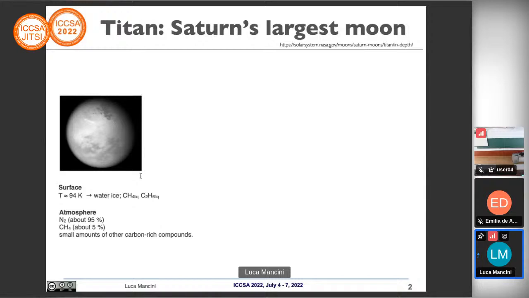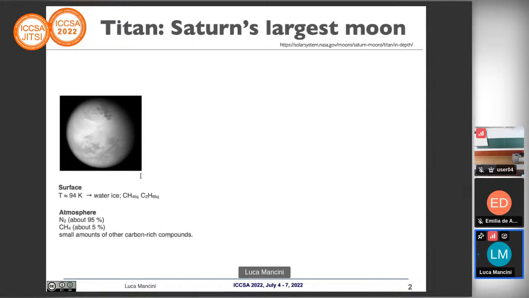And the interest in this body is indeed because of its atmosphere and because of its similarities with our planet, considering also the fact that the appearance of life on Earth drastically changed the properties of our planet. So in order to try to understand the first evolutionary stages of our own planet, we have to look at other bodies in the solar system which share some similarities. And the best candidate for this purpose is Titan.